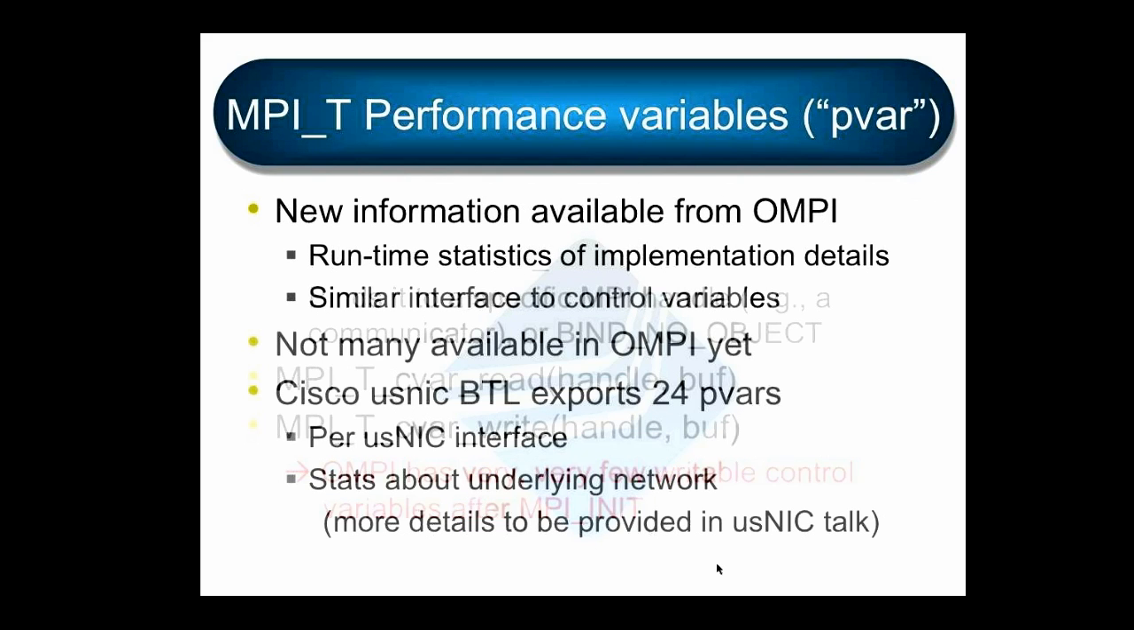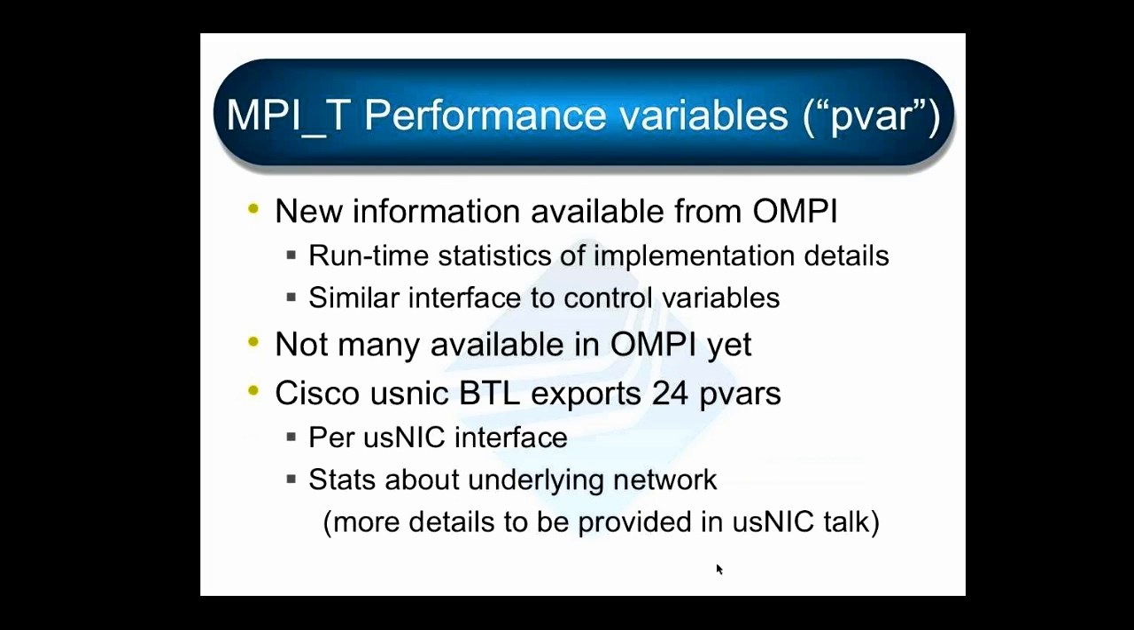All right, now, I was talking about the control variables. There are also performance variables. And this is new information that's available from Open MPI. So I'm going to talk about it in the second talk, in what we've done for the Cisco devices. But we're basically exposing runtime statistics and performance variables, implementation details. So what's the hardware doing underneath? How many times have I sent that? You know, all kinds of things.